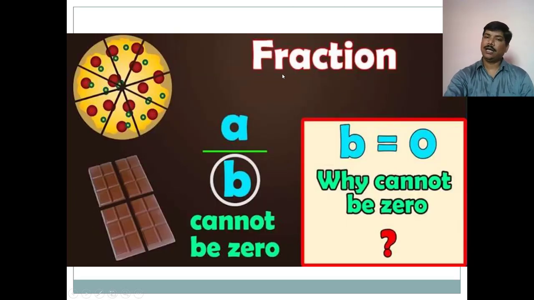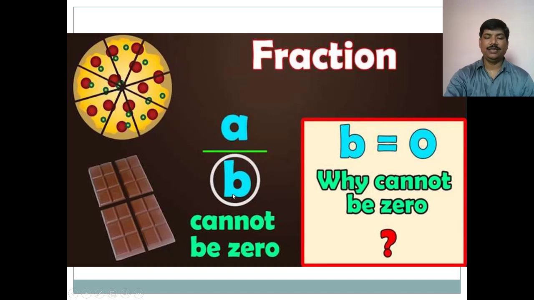Next, fraction. As I already told you, a fraction is represented by two numbers separated by a line segment, one number above the line segment and another number below it. So we call it A upon B. The fraction is written in this way and read as A upon B. But here you have noticed that if B becomes 0, this implies that the total parts will be 0. It means the total part of the whole is 0.